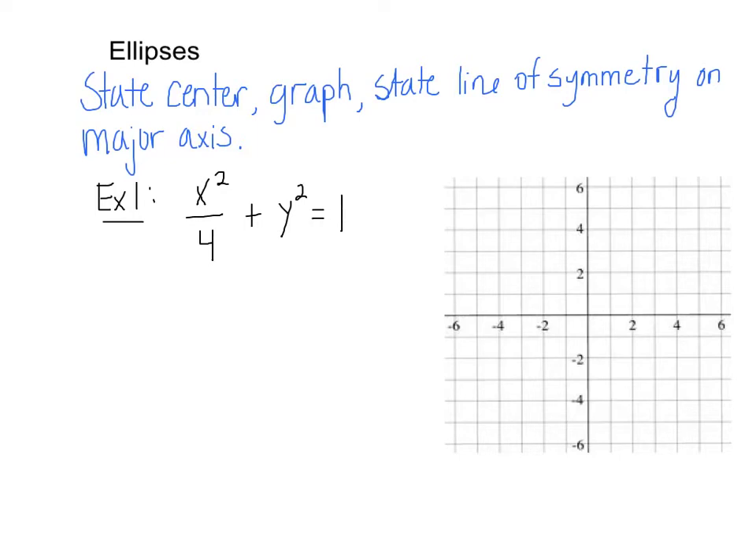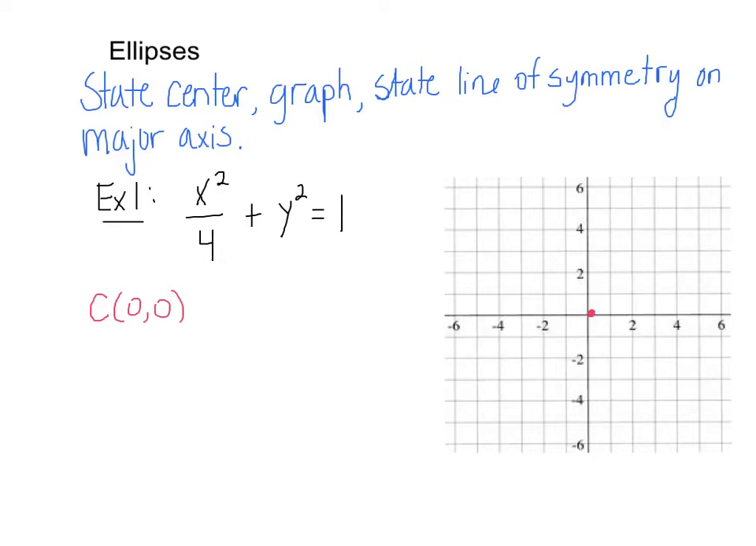Okay, so starting with this first example, we have this ellipse, and there's a couple of things that you're going to need to graph it. The first thing is your center. The center are the numbers that are with the x variable and the y variable, and there's nothing there. So our center is at 0, 0. So we're going to start off by graphing that.